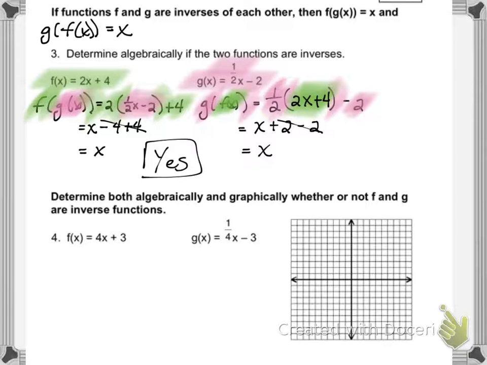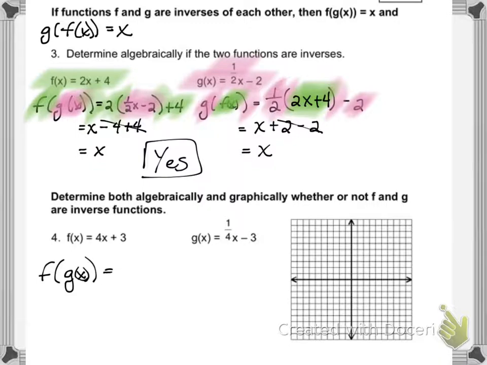Now I'm going to do number 4 without the colors. Okay, so let's look at number 4. First, we're going to put g of x into f of x. So we start out showing that that's what we're doing. Put g of x into f of x.